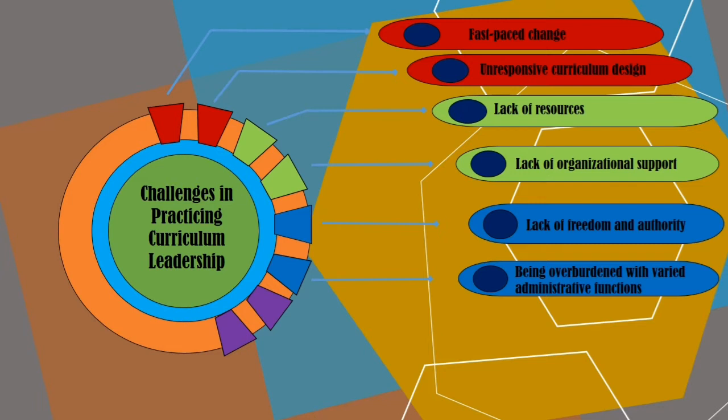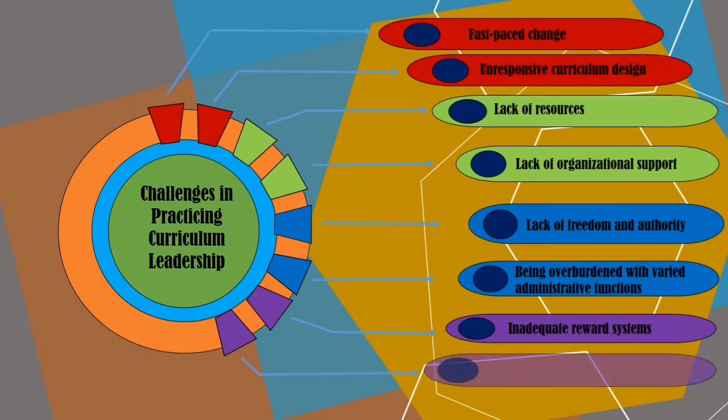Because of these varied administrative functions, sometimes the tasks overlap, so they were not able to perform their role as curriculum leaders at best. Then another challenge is the inadequate reward system. Our curriculum leaders are also claiming that they do not receive enough or adequate reward for all the sacrifices and efforts that they extend to the school regarding the implementation of the curriculum.